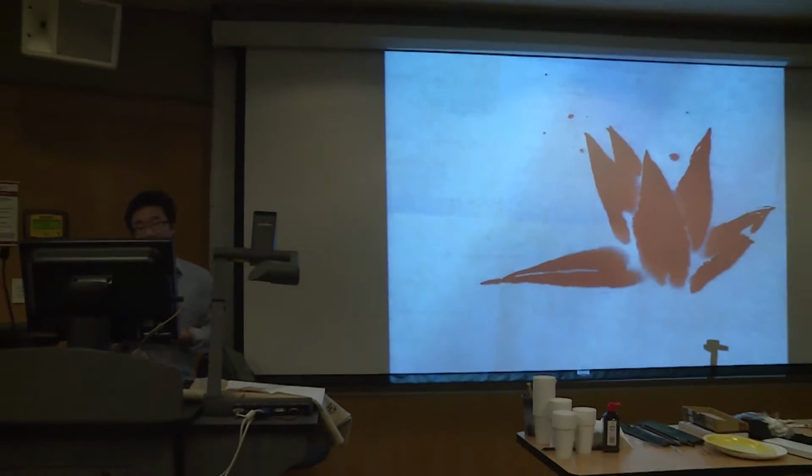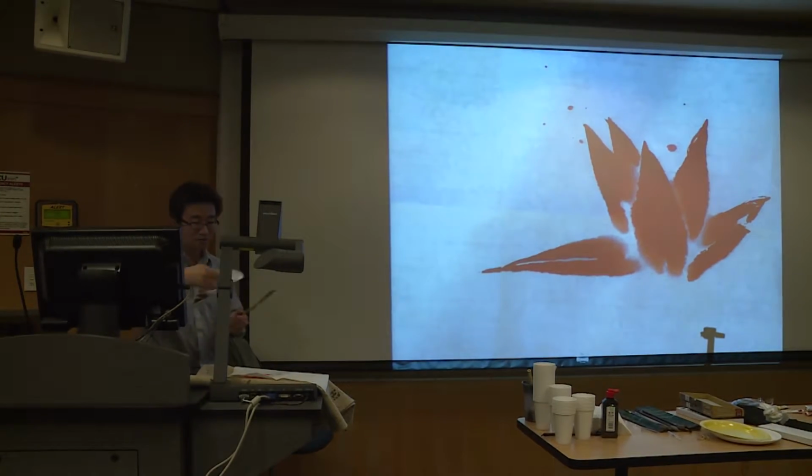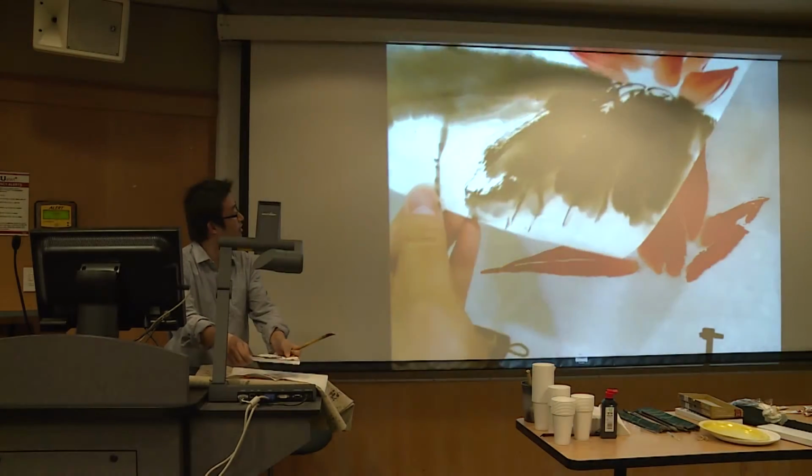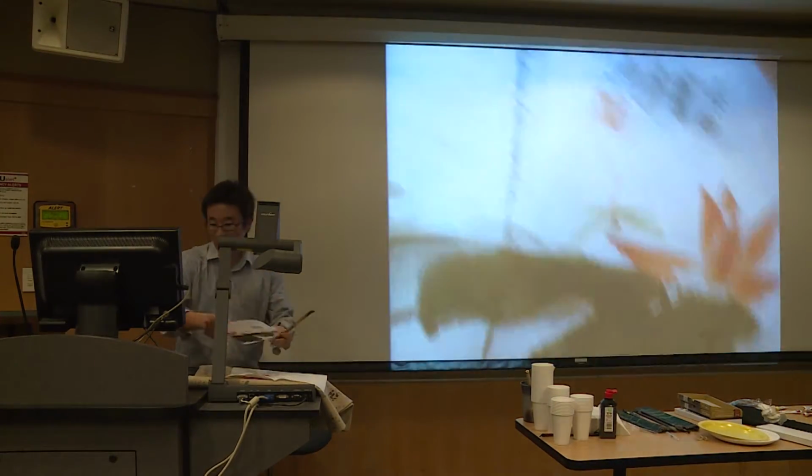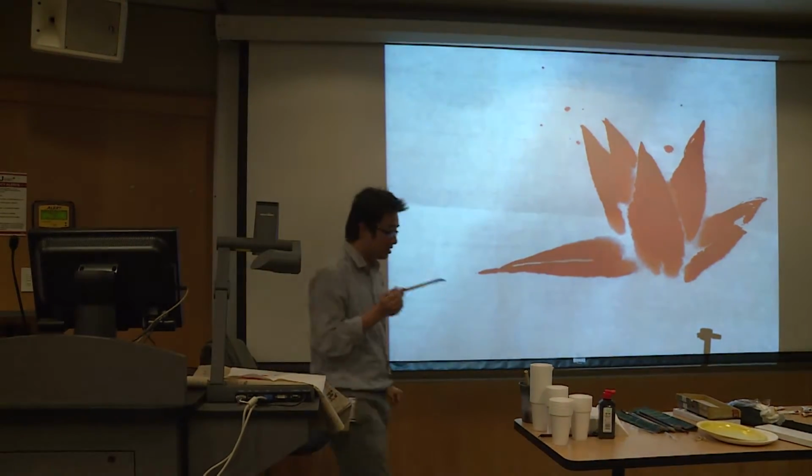Now, we have painted the flowers. Then we're going to take a look at the example picture again. Here, then we're going to paint the big leaves.